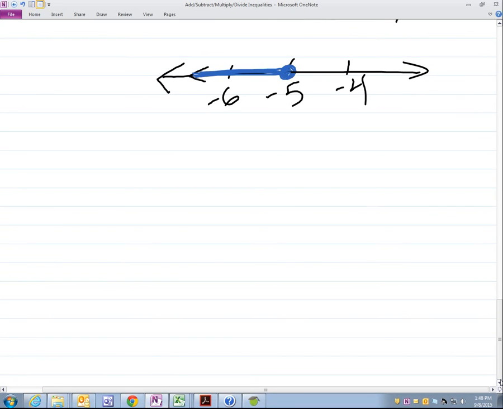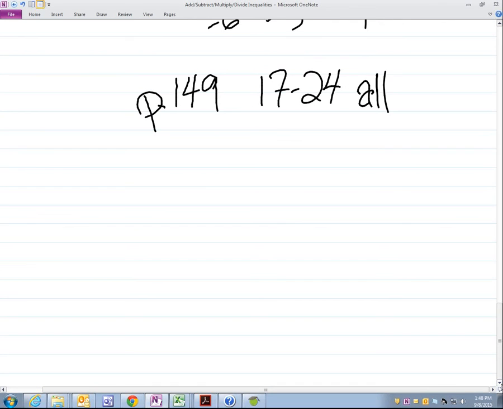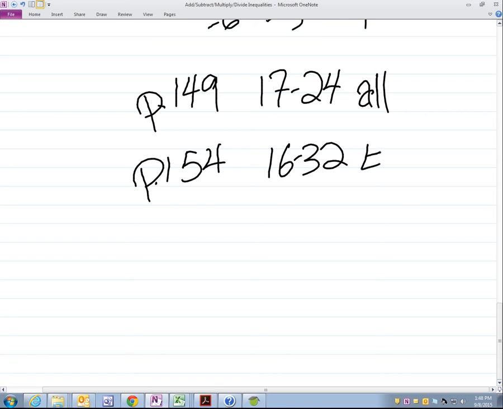Okay, homework. Page 149, 17 through 24 all. And page 154, 16 through 32 even, and 33. Yes, now you've learned how to graph, so I expect you to do it.